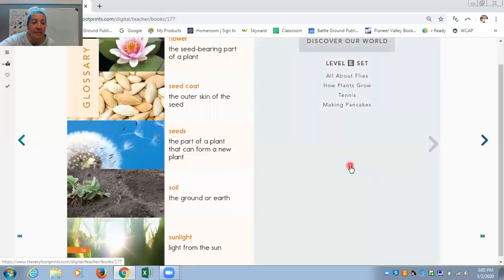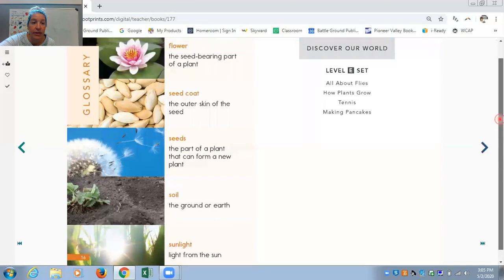And then our very last page here has another text feature that some nonfiction texts have in it, and that's called a glossary. And a glossary has a really important job. It helps us as a reader know what some of the important vocabulary words mean in the text. So let's look at some of these words before we start reading today.